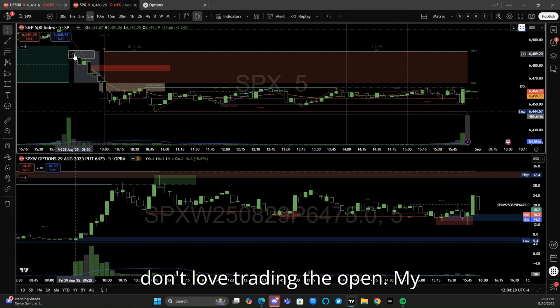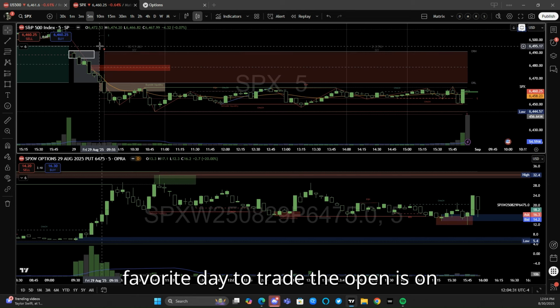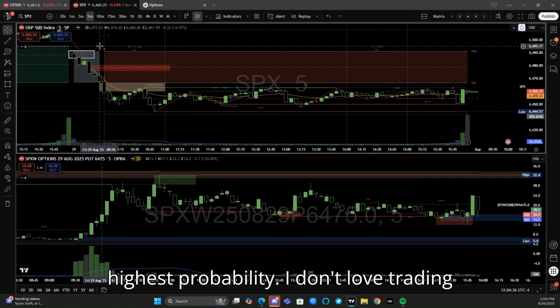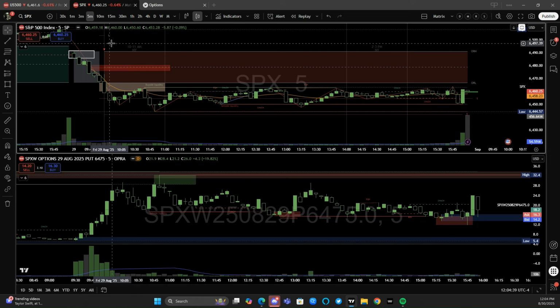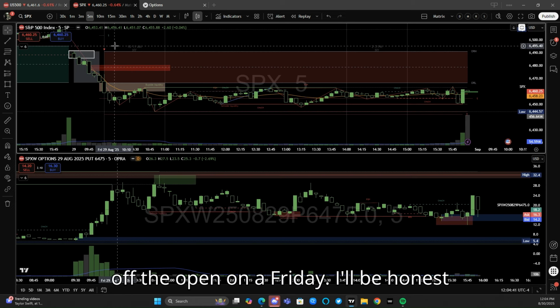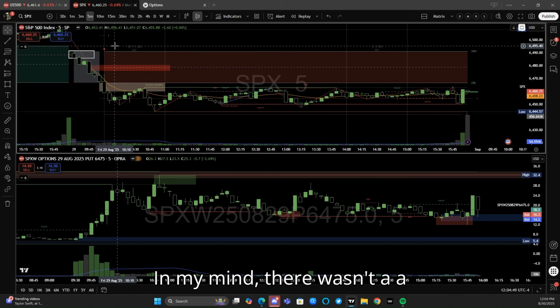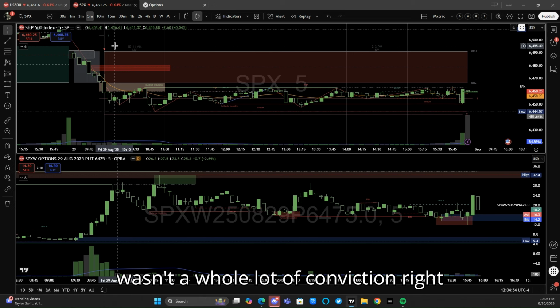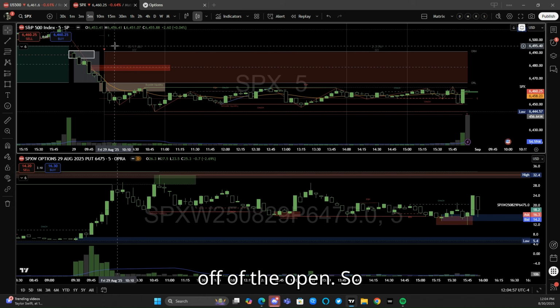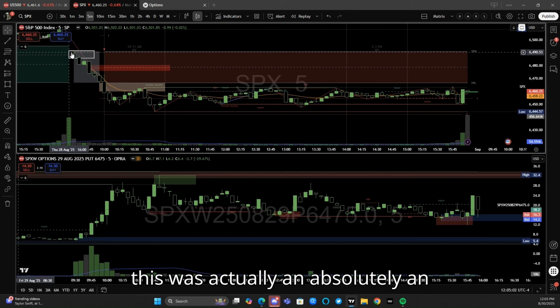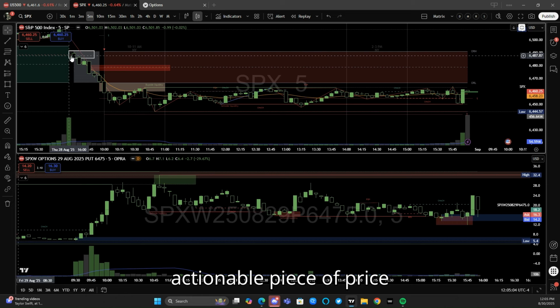I don't love trading the open. My favorite day to trade the open is on Thursdays when it's a gap fill. Thursday, highest probability. I don't love trading off the open on a Friday. I'll be honest with you, I don't really love trading off the open unless it's a very clear setup. In my mind, there wasn't a whole lot of conviction right off of the open, so I was waiting for things to set up, but this was absolutely an actionable piece of price action here.